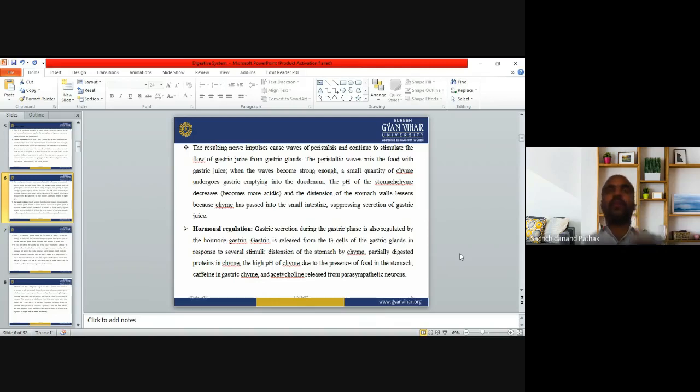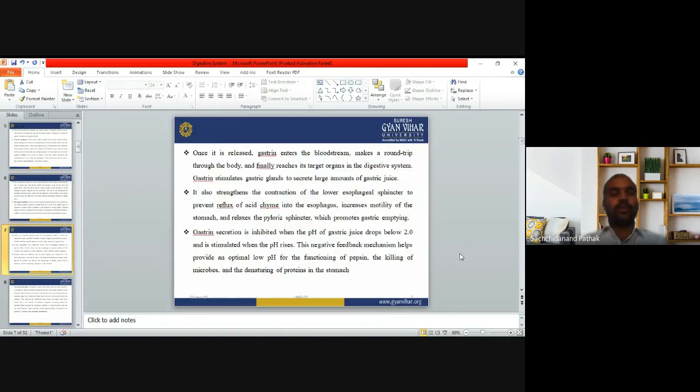And gastrin, I earlier taught you, is a potent inducer of the ulcer. It will enhance the secretion of the acid. Once released, gastrin enters the bloodstream, makes a round trip through the body, and finally reaches its target organ in the digestive system. Gastrin stimulates the gastric glands to secrete a large amount of gastric juice. Okay, so what will gastrin cause? Gastrin will cause the secretion of a large amount of gastric juice.